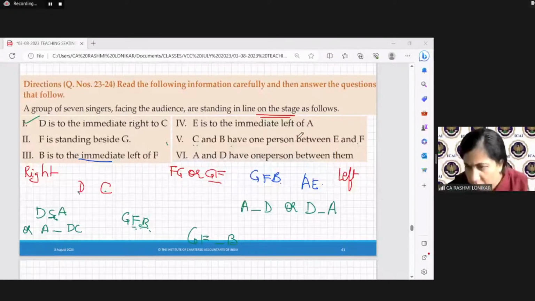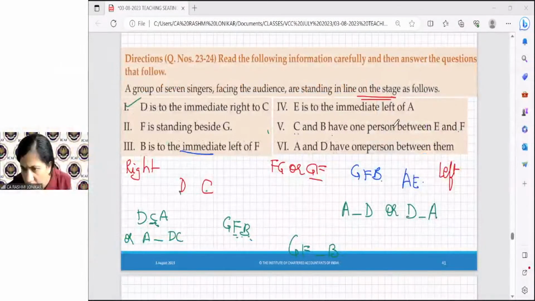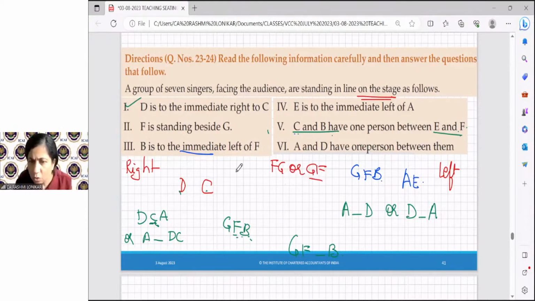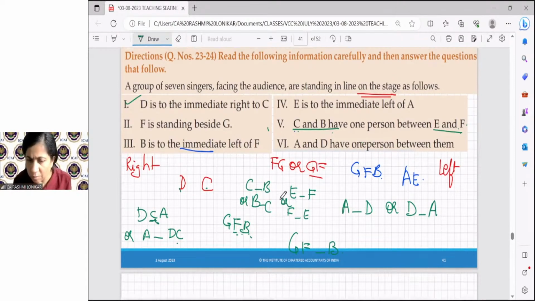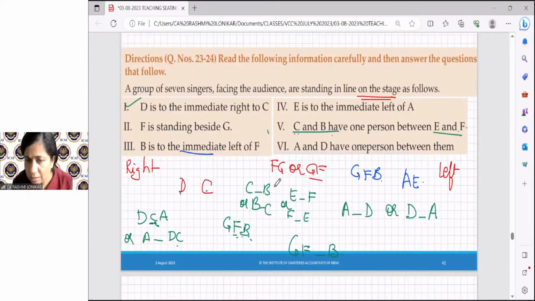C and B have one person between them, and E and F also have one person between them. So where is C? Here, and B. So you have G, F, B. So you will have C dash B, or you will have B dash C, and you will have E dash F, and you will have F dash E. Okay, so I have written them all down. Let us see how we can do that.